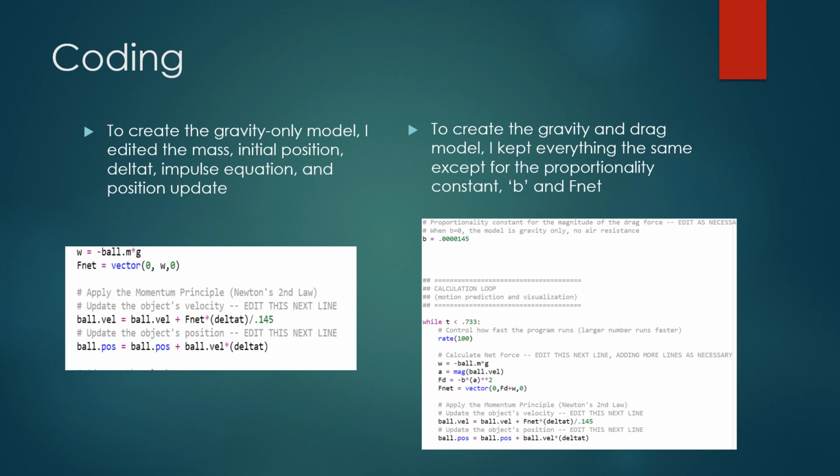The code for the gravity-only model was simple. I edited the mass and initial conditions to fit my object. Then I used the momentum principle to get the velocity. This velocity was used in the position update to find the position. The drag model was the same except that I included the proportionality constant, the square of the speed, and the force acting in the direction to oppose gravity.